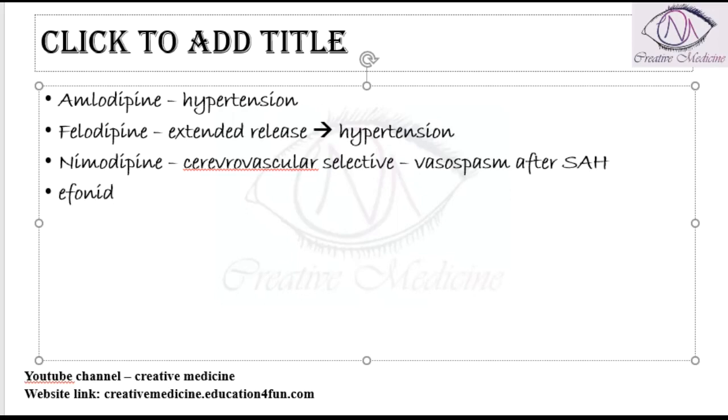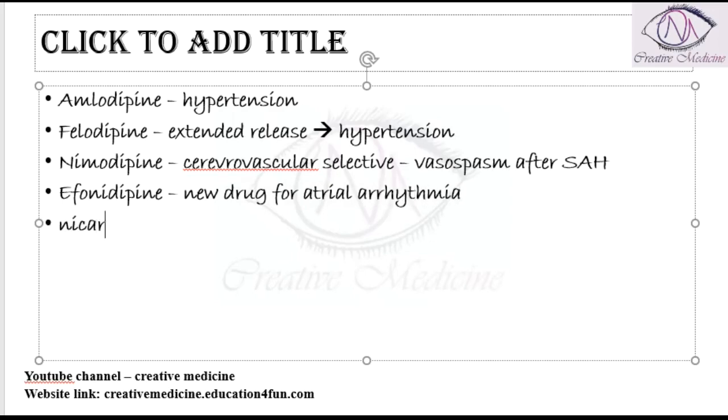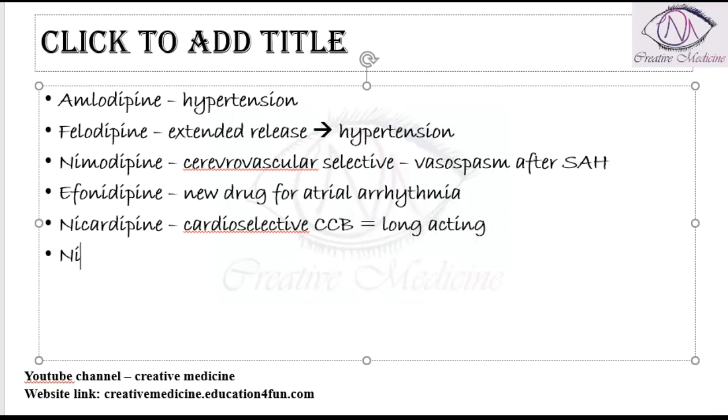Then we have efonidipine. Efonidipine is a new drug which is used for atrial arrhythmias. Then we have nicardipine. Nicardipine is actually a cardioselective calcium channel blocker, and it is a long acting drug. Then we have nitrendipine. Nitrendipine is actually a nitric oxide donor.